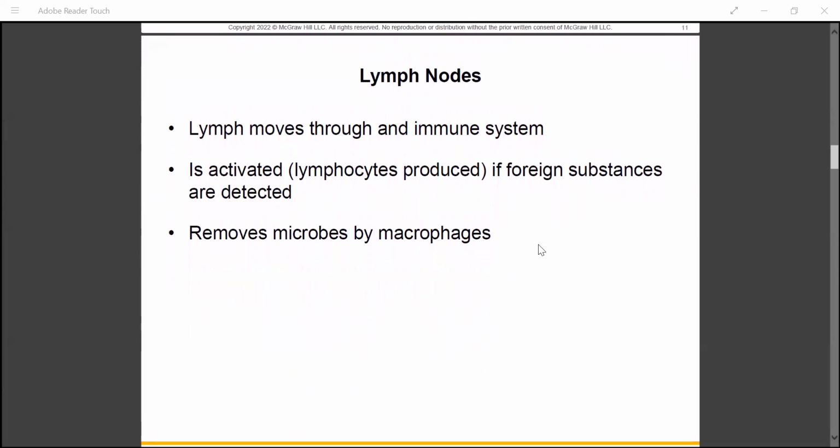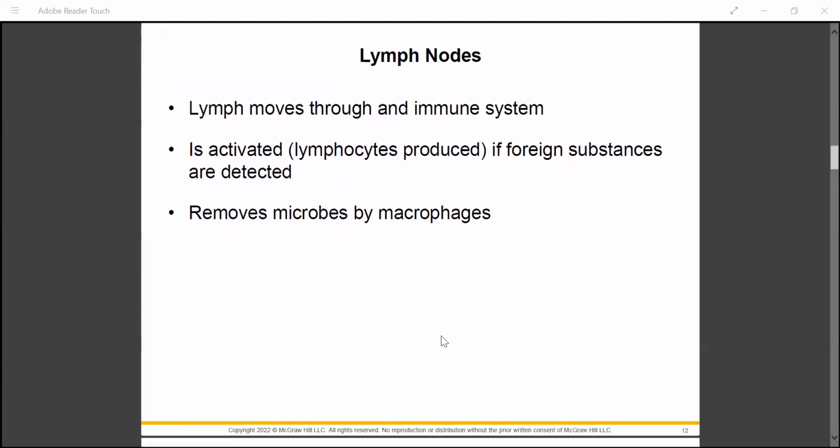And so we have white blood cells called lymphocytes. Those are our B cells and T cells that are activated when foreign substances are detected. And as I was just saying, we can remove some of those microbes via macrophages, which are cells that eat up other debris and material.